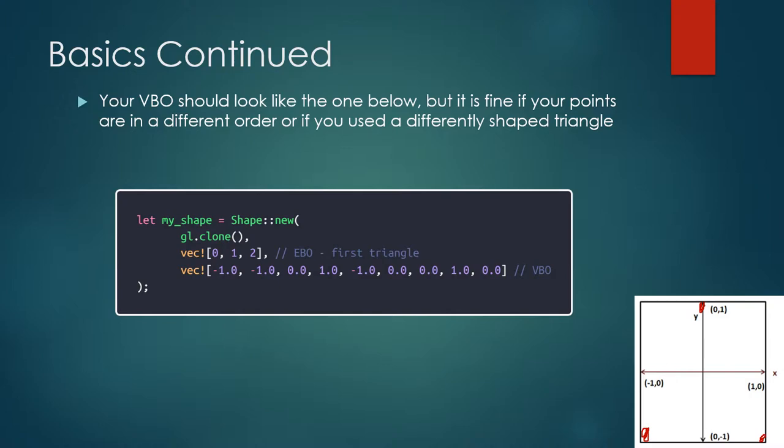And then the EBO lets us draw a face between these three points. So it does draw the face between these three points, which should hopefully give us a triangle once we are done with our shader.